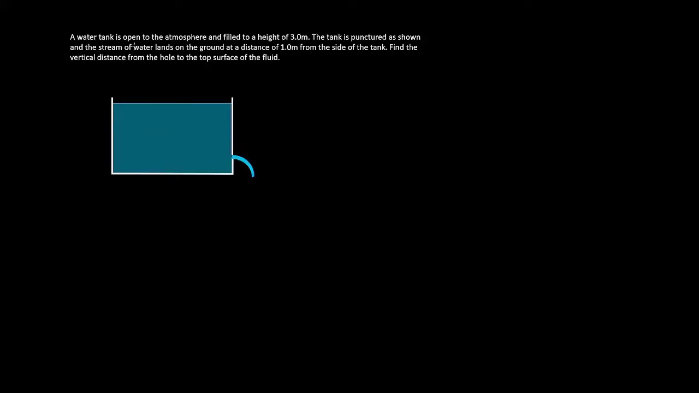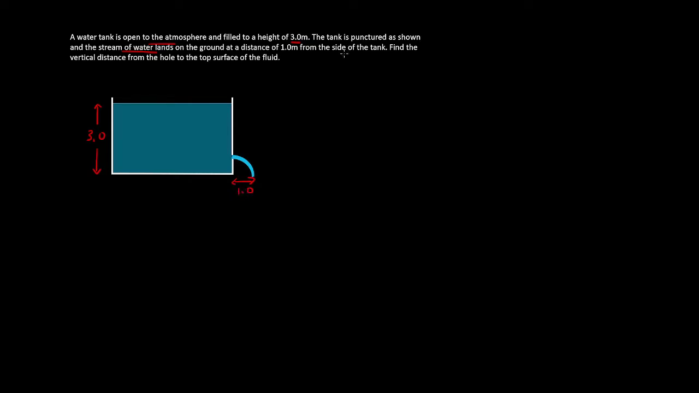A water tank is open to the atmosphere and filled to a height of 3 meters. Okay, so this here is 3.0 meters. The tank is punctured as shown, and a stream of water lands on the ground at a distance of 1.0 meters from the side of the tank. And we're asked to find the vertical distance from the hole to the top surface of the fluid.